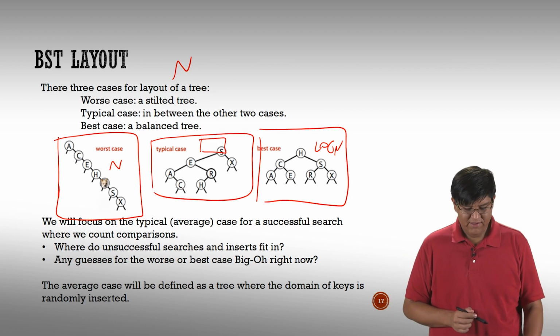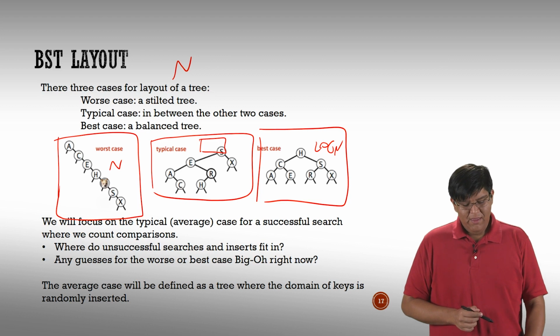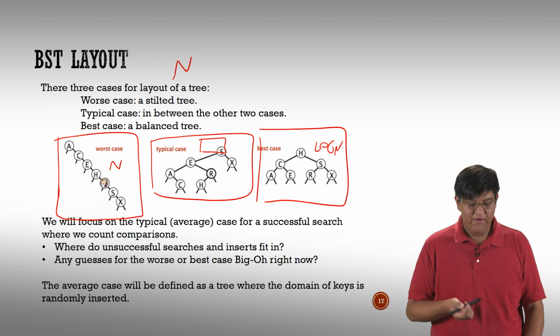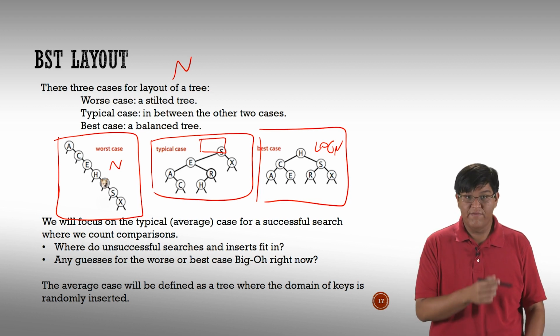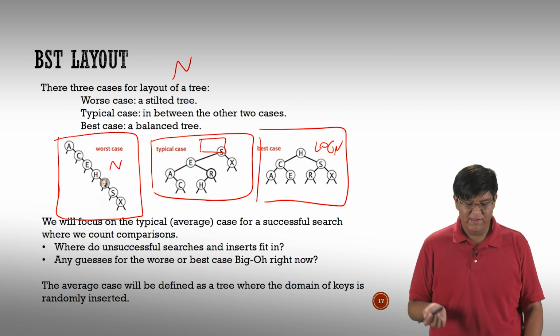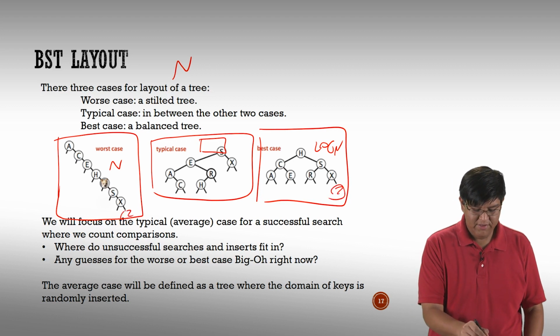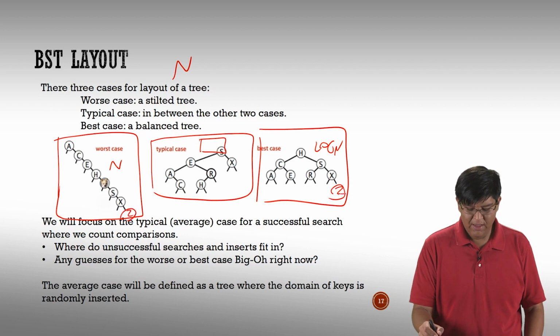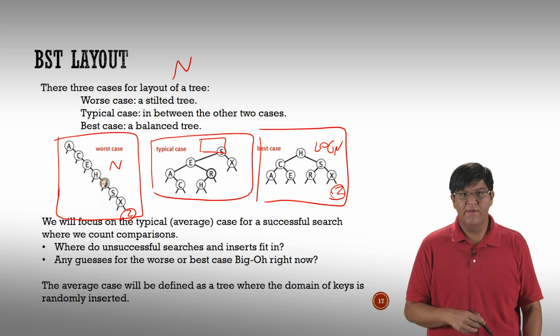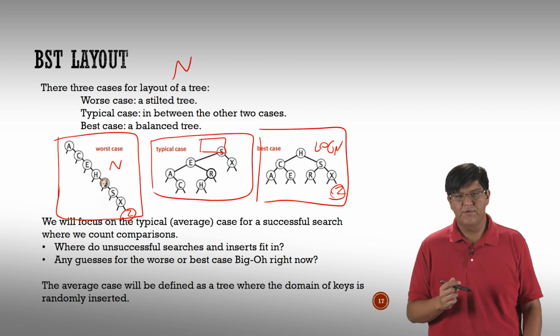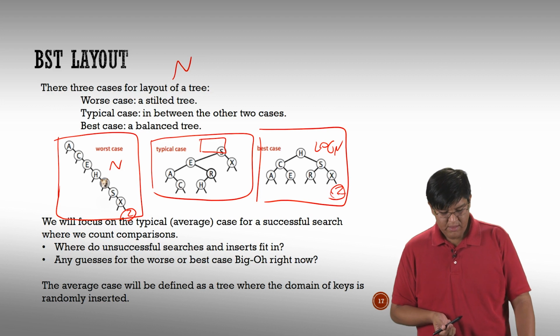For inserts, we'll probably pay the same kind of cost. If I want to insert z into this worst case, I'm going to have to go all the way to the right and put it on the right-hand side of x. Versus for the best case, if I want to put z in, z goes right over here. So they'll both end up paying this cost here. The worst case is associated with the linear cost. The best case is associated with the logarithmic cost.